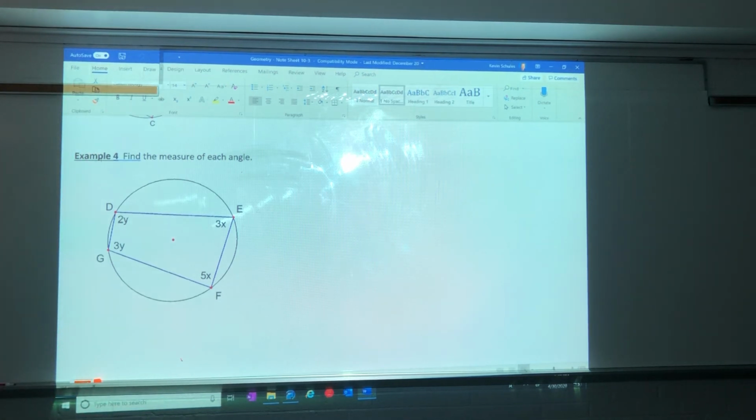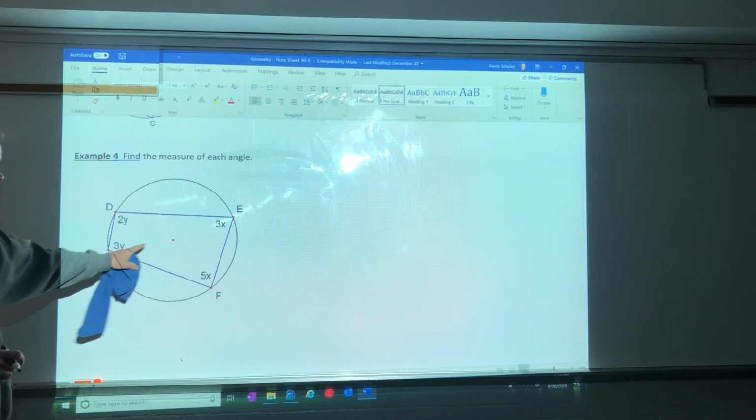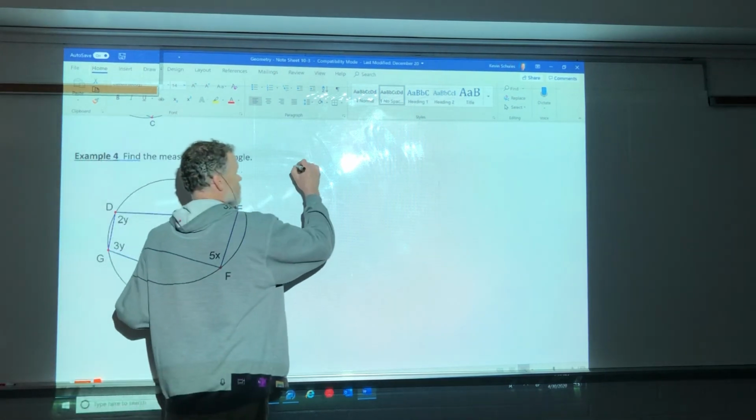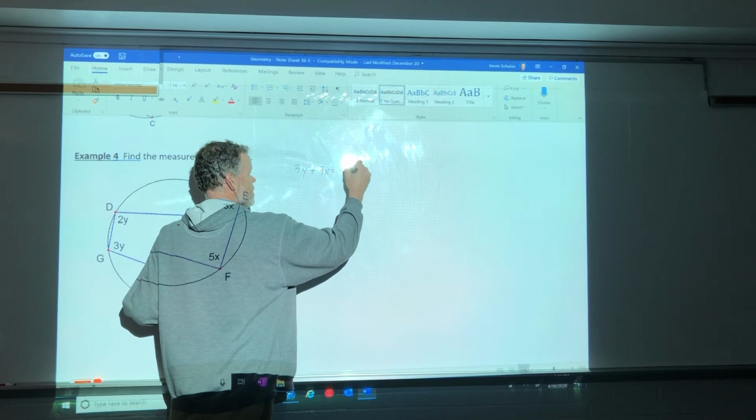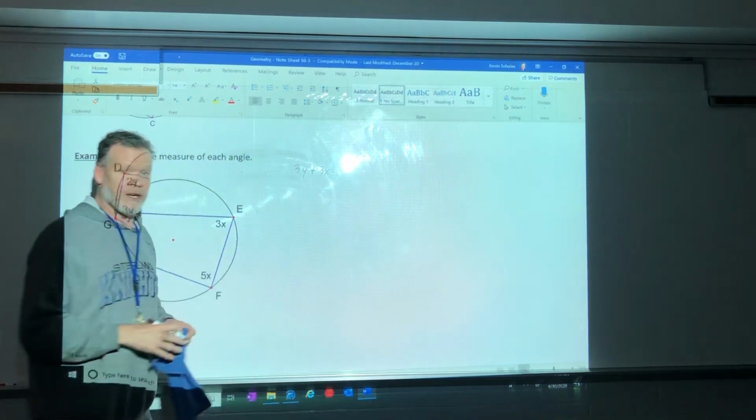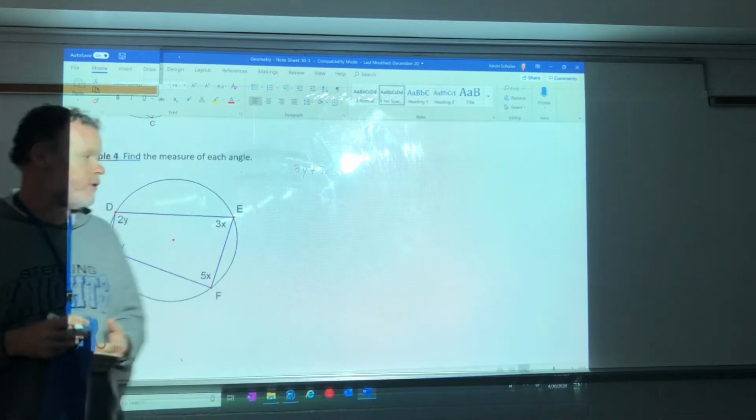And the big thing here is setting this up. We know that when we look at two opposite angles for a polygon that's inscribed inside a circle, they're going to equal 180 degrees. So we know that 3y plus 3x equals 180.